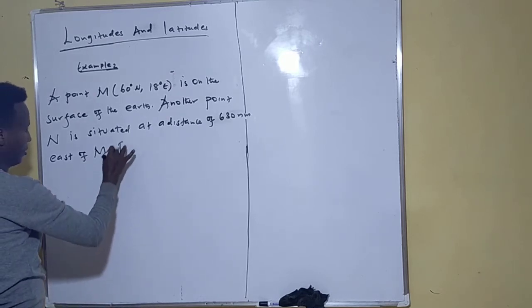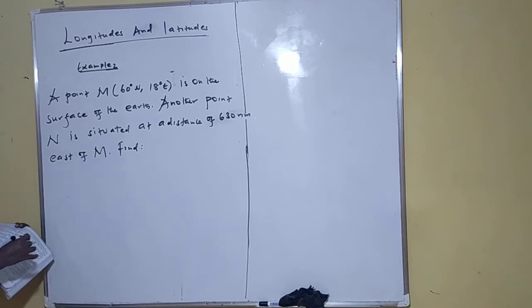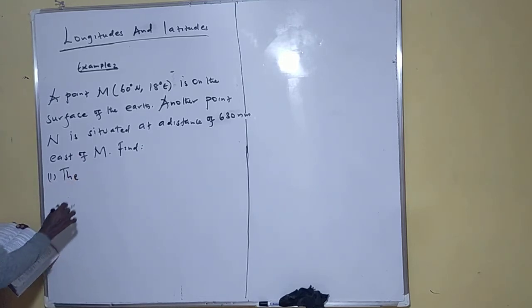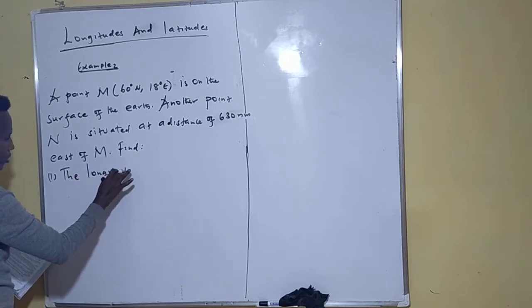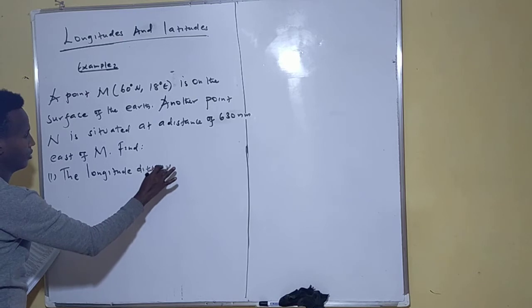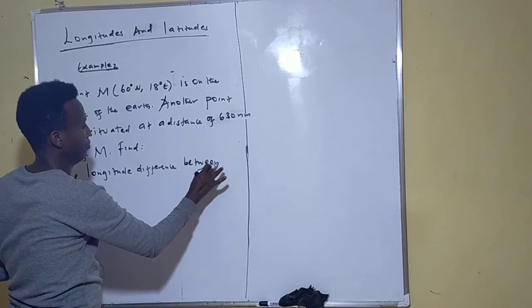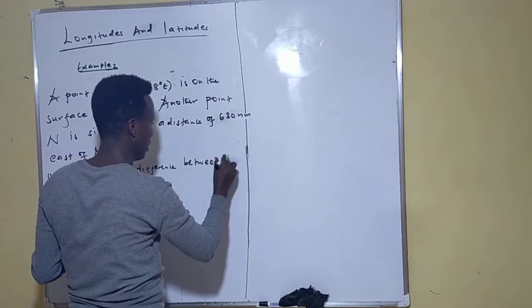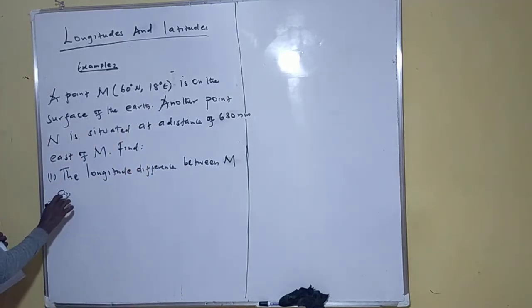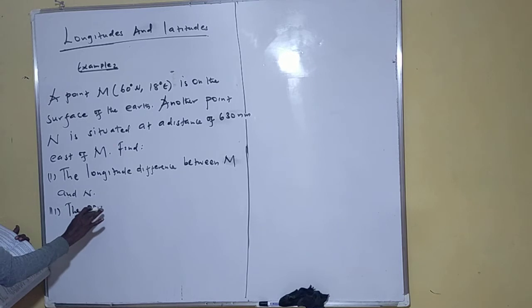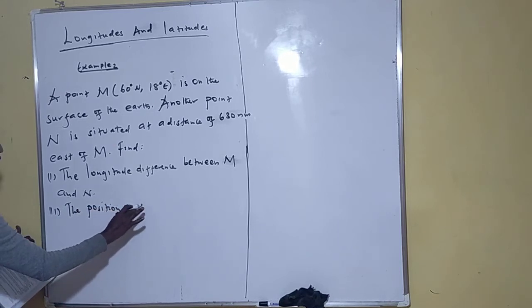Then you're told, look at this question, find, number 1, the longitude difference between M and N, okay? Then number 2, the position of N.